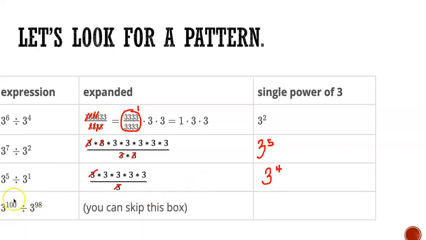Now, if we get into bigger numbers, it would be really tedious and take a very long time to write that out. We don't have to if we notice the pattern that's happening here. So think about that 98. We have 98 3s in the denominator, 100 3s in the numerator. So 98 of these are going to divide into 98 of those, and you'll have two 3s left.